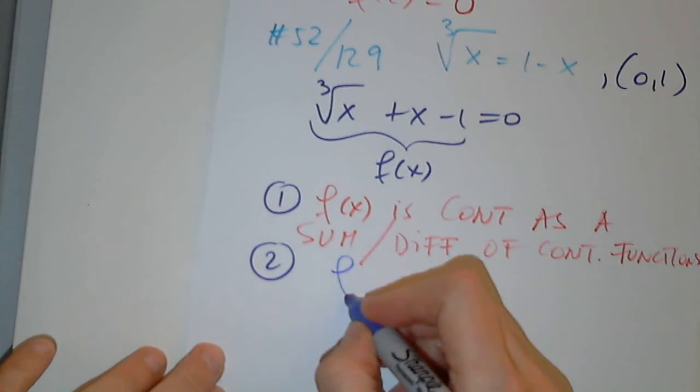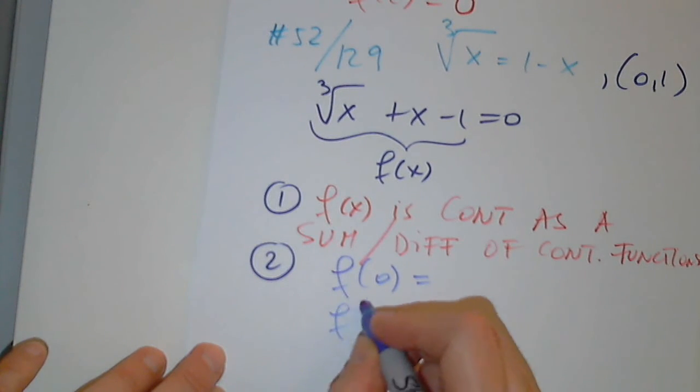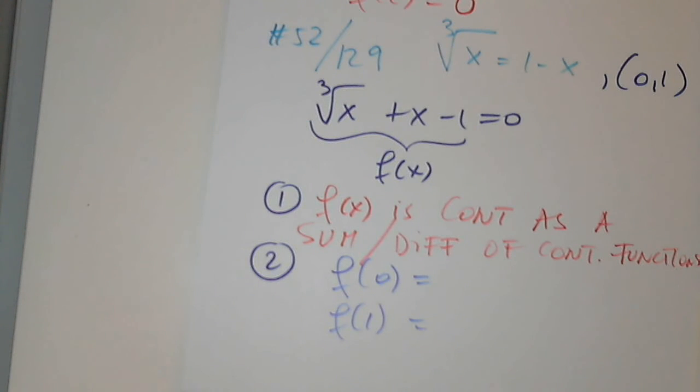Now I have to find f of 0, and I have to find f of 1. If those values are opposite values, one positive and one negative, I'll say yes, there is a root between 0 and 1. If both of them are positive or both of them are negative, I'll say the theorem is not applicable.